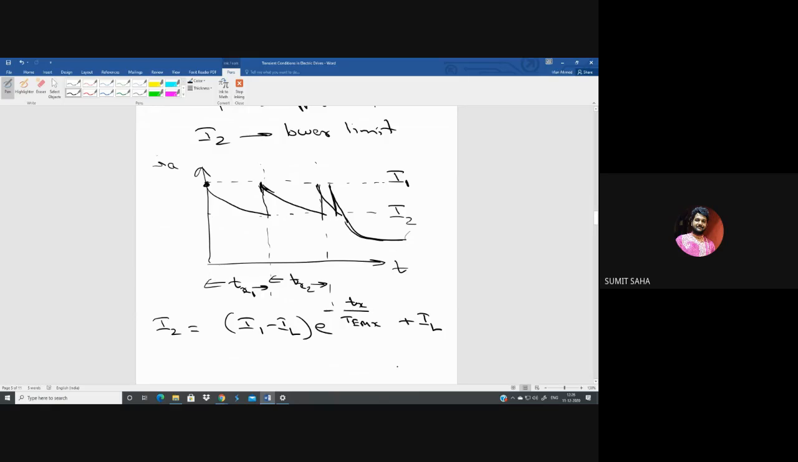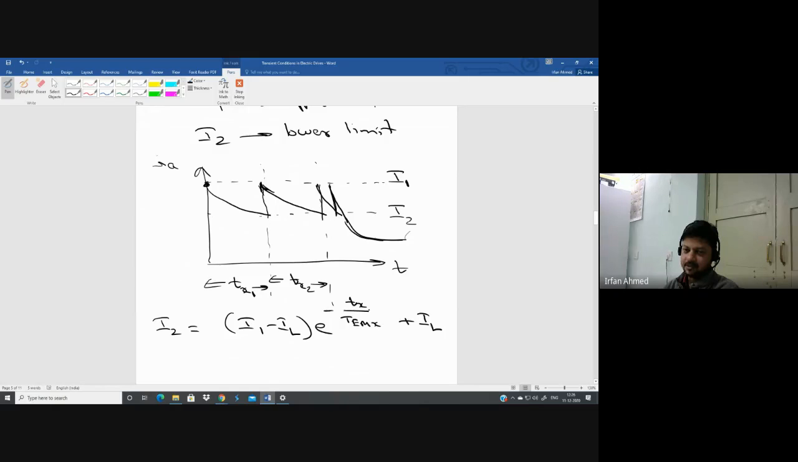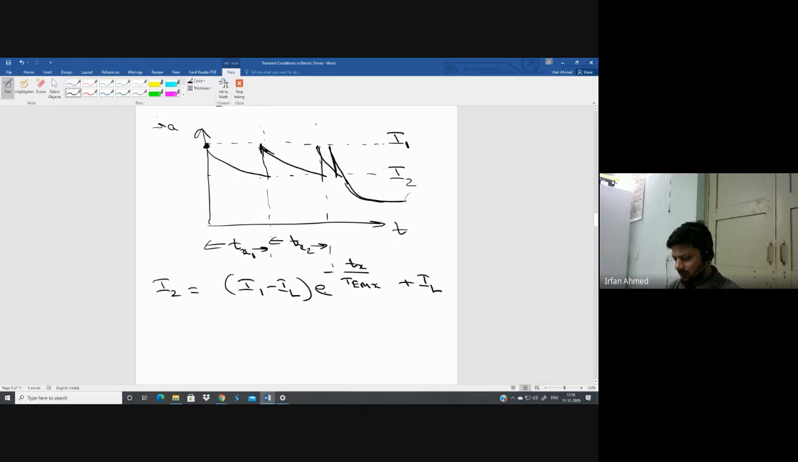Of course, there is an X there, and it will change with the section. The time constant will change. So you can find Tx1 by putting TEMX1, Tx2 by putting TEMX2, and Tx3 by putting TEMX3. It is very easy to solve this equation. It will simply be I2 minus IL.